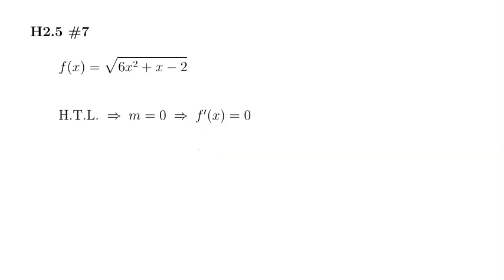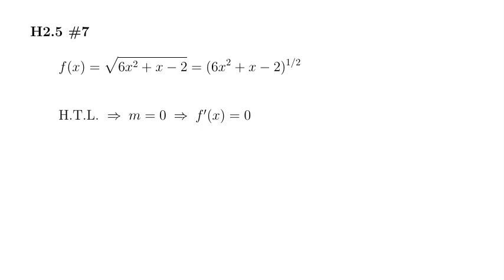Before we take the derivative, I don't like square roots, so I'm going to write 6x squared plus x minus 2, which is in a quantity, and then 1/2 power, because square root is equivalent to 1/2 power. So we can rewrite it this way. So let's find the derivative.